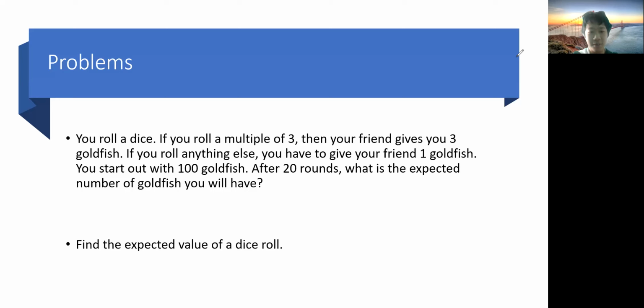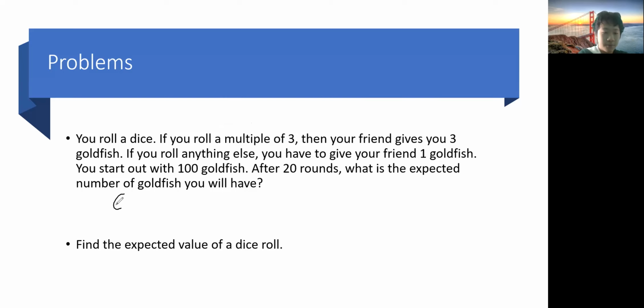So what's the expected number that you're going to have? So what's the most likely outcome? Not the most likely outcome, but what's the expected one? You could win all the goldfish, right? You could have rolled a multiple of 3 every single time, and that would have been great, but not likely. You could have rolled not a multiple of 3 every time, and you're going to lose a ton of goldfish. But what's the expected value that you're going to get out of this?